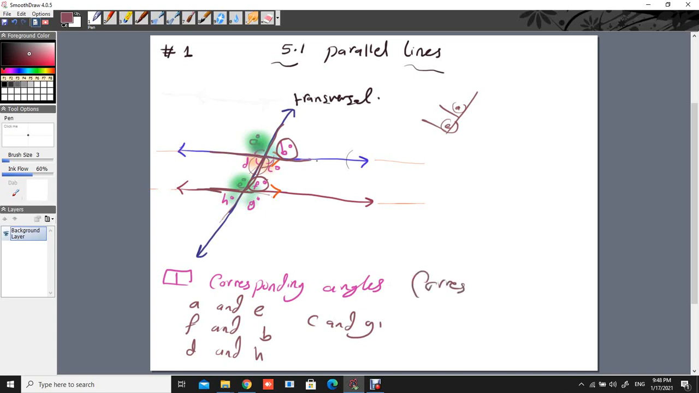So corresponding angles are always equal. Let's say the angle A is 110 degrees. A is 110, so E must be 110 since A and E are corresponding angles. So A is 110 and E is 110. All the corresponding angles are equal.